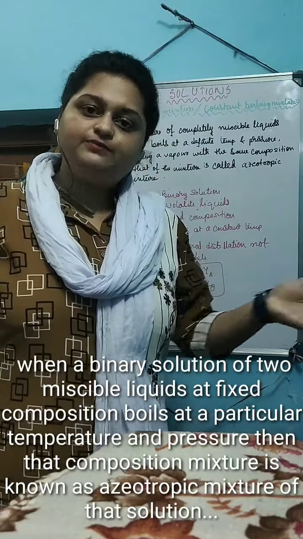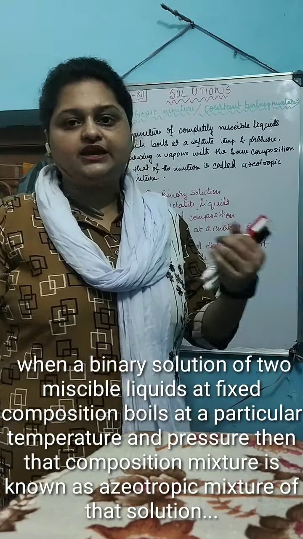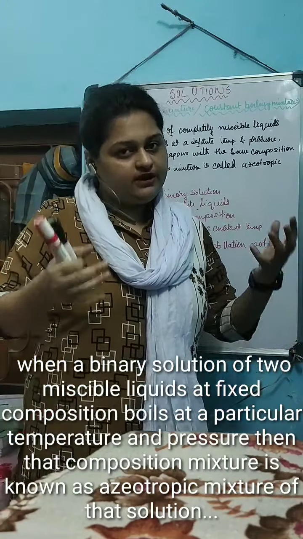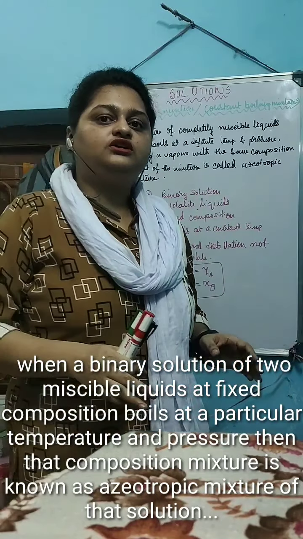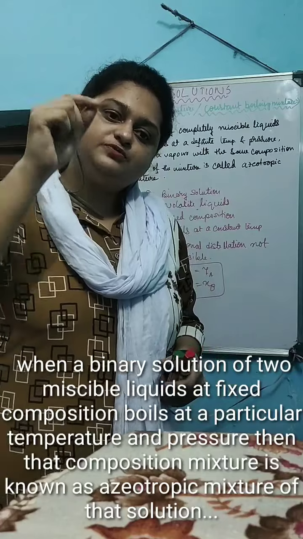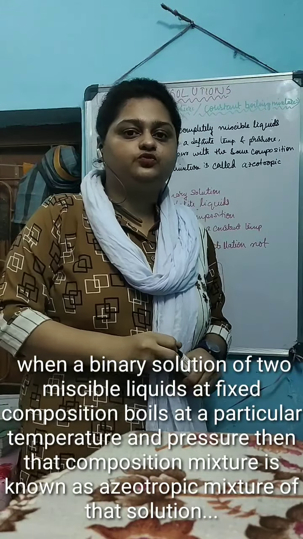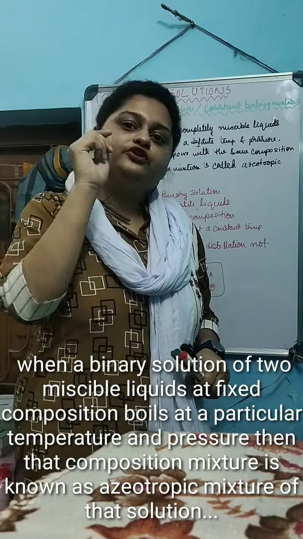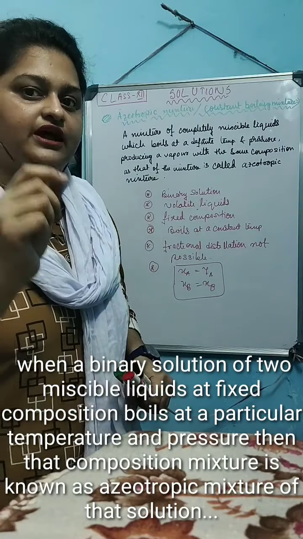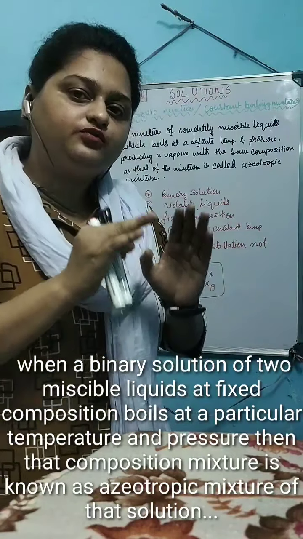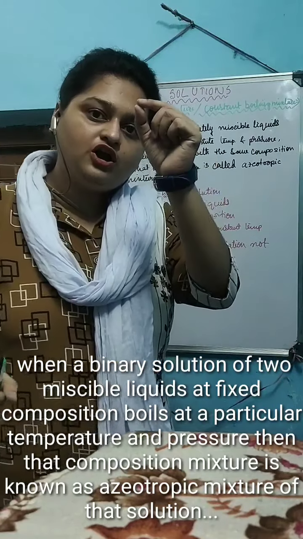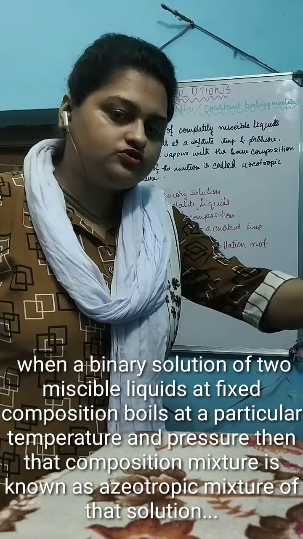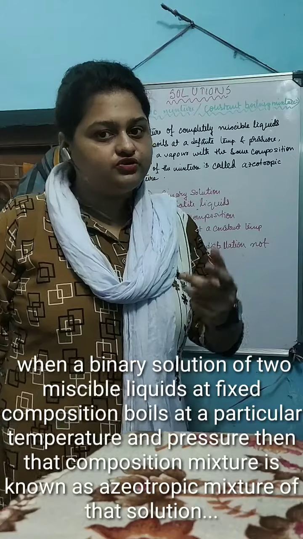We can make a solution with any kind of ratio, any mole fraction, by adding the components and making a liquid solution. But that solution we cannot consider an azeotropic mixture. There must be a fixed composition at which, when we mix the components, the solution that is produced is called an azeotropic mixture. All binary volatile liquid solutions possess a particular composition at which, when you mix those components, the solution that will be produced we term an azeotropic mixture.